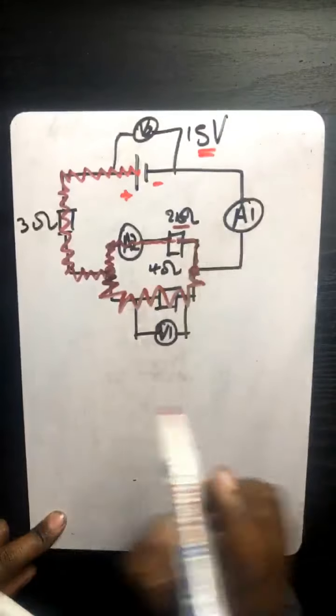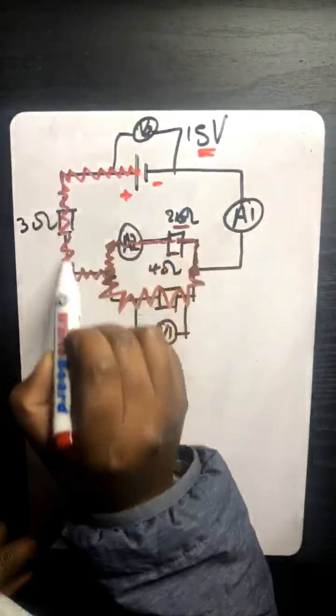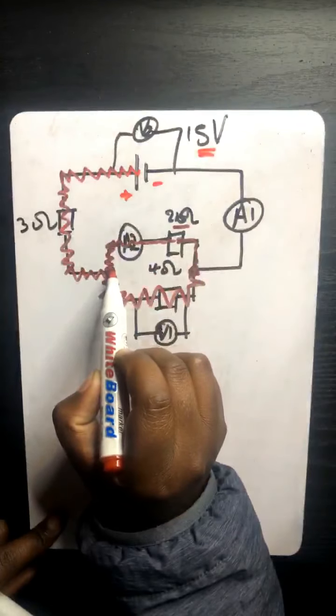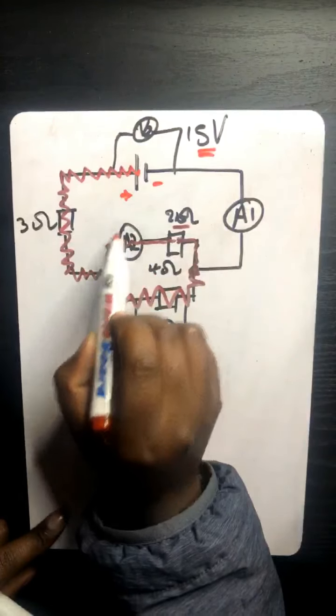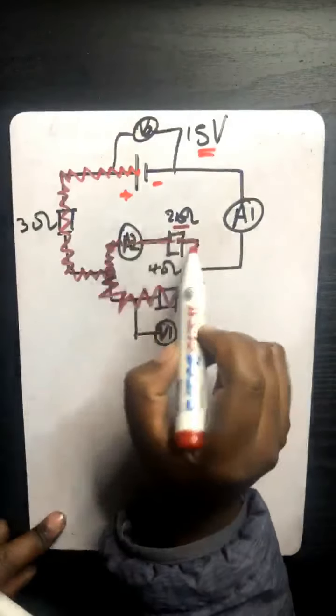Just think of water. You have water flowing through the pipe. Then from there, there's a T-junction. Some water will go through this side, the other through that side. Less water there, more water here.